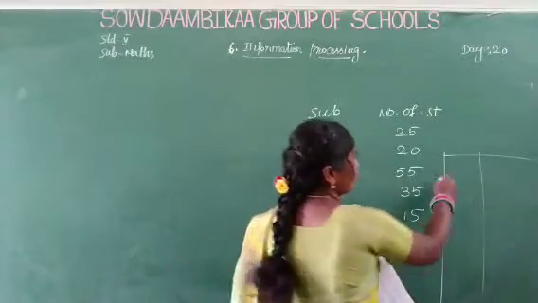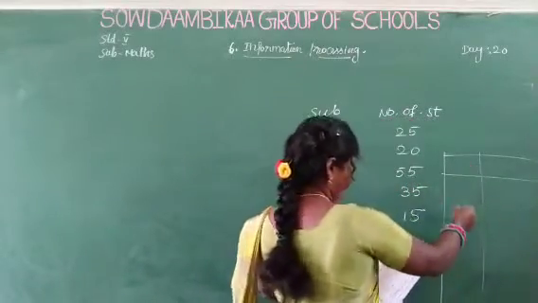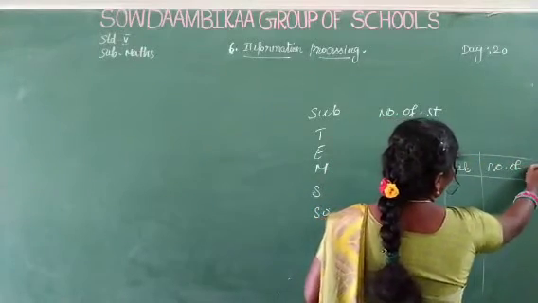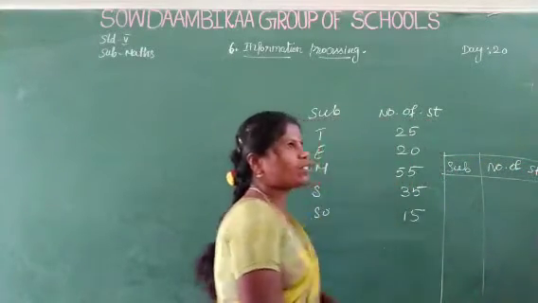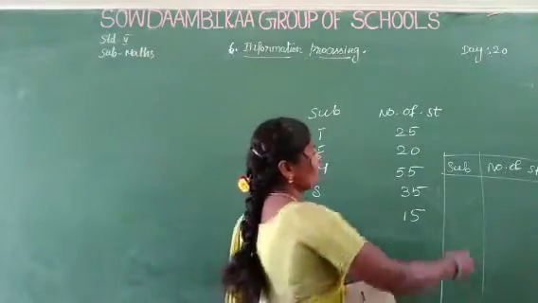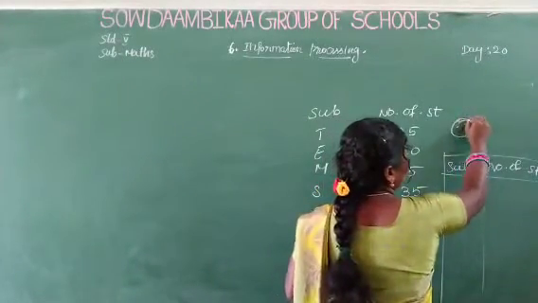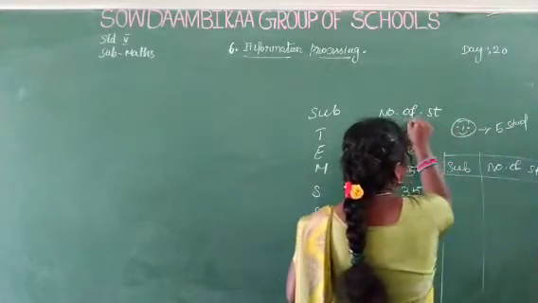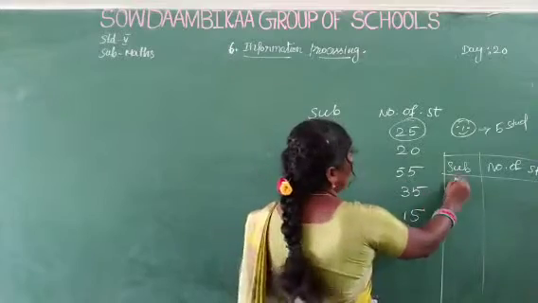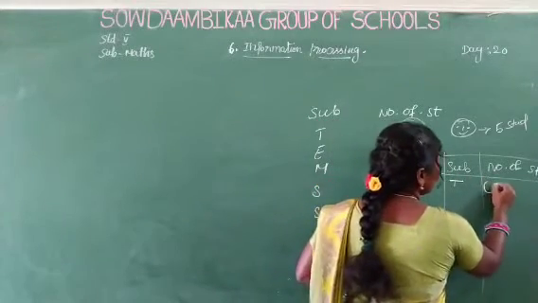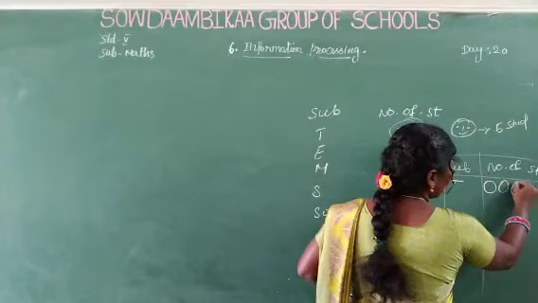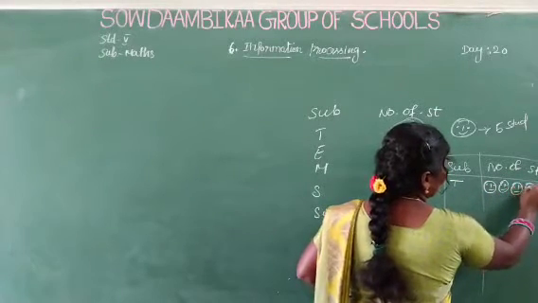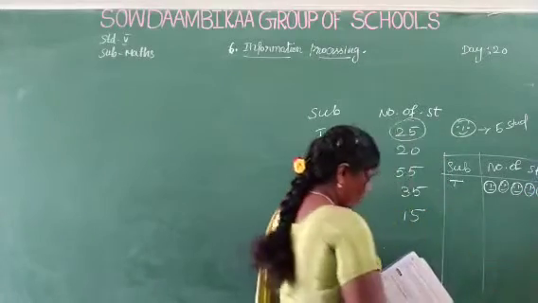So now, subject and number of students. Which pictures? The smiley pictures. Each one is 5 students. Here, how many? 25. Tamil 25. How many pictures? 1, 2, 3, 4, 5. How many? 5.